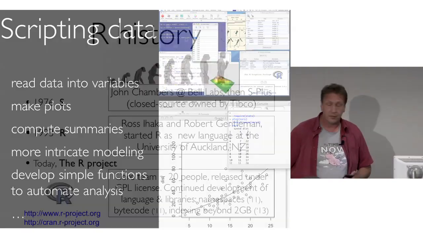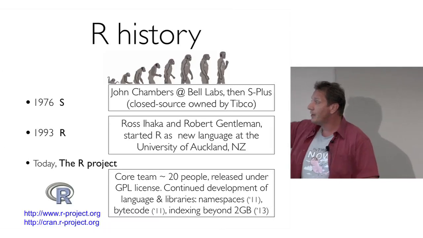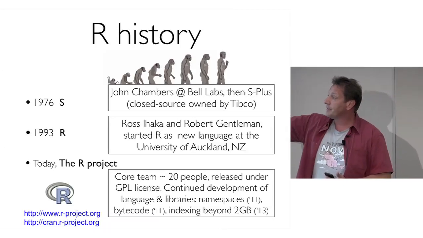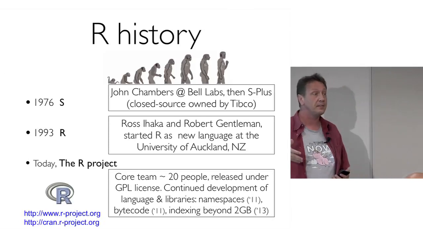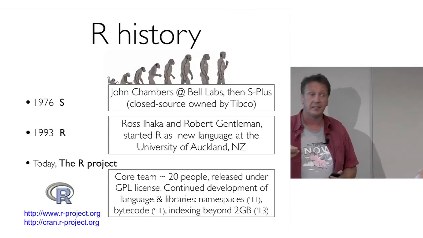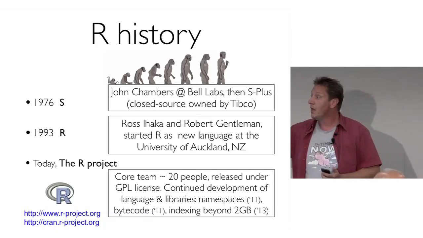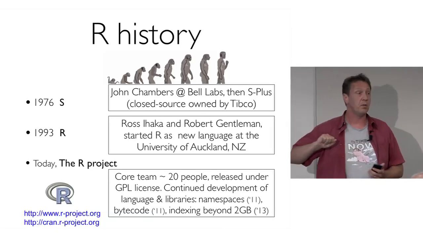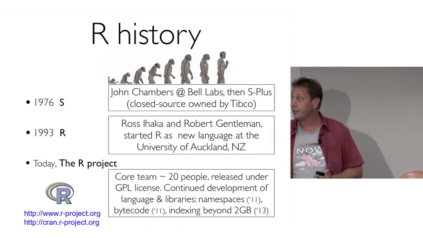So a few words of history. R has actually been around for a long time. The first incarnation of the language was called S. Started in 1976 at Bell Labs. It was designed by John Chambers. And then S became S+, was spawned off from Bell Labs, became a product.